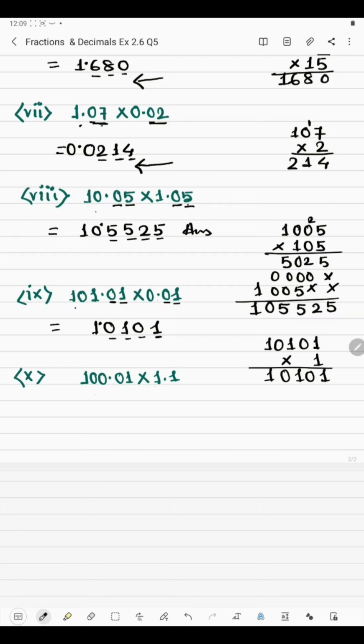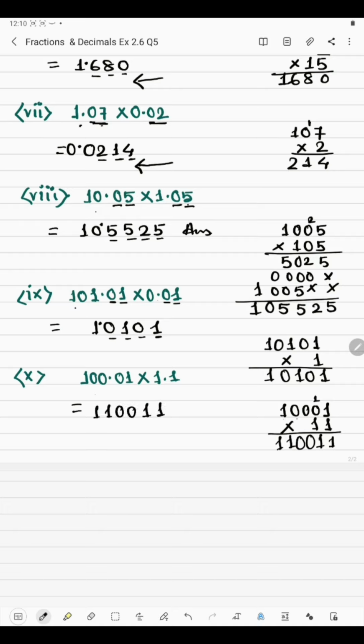The last part we have is 100.01 multiplied by 1.1. This 100.01 will become 10001 if you ignore the point, and 1.1 will become 11. So if you multiply this: 11 ones are 11, 1 carry. So it will be 1, 11 zeros are 0, 11 zeros are 0, 11 ones are 11.